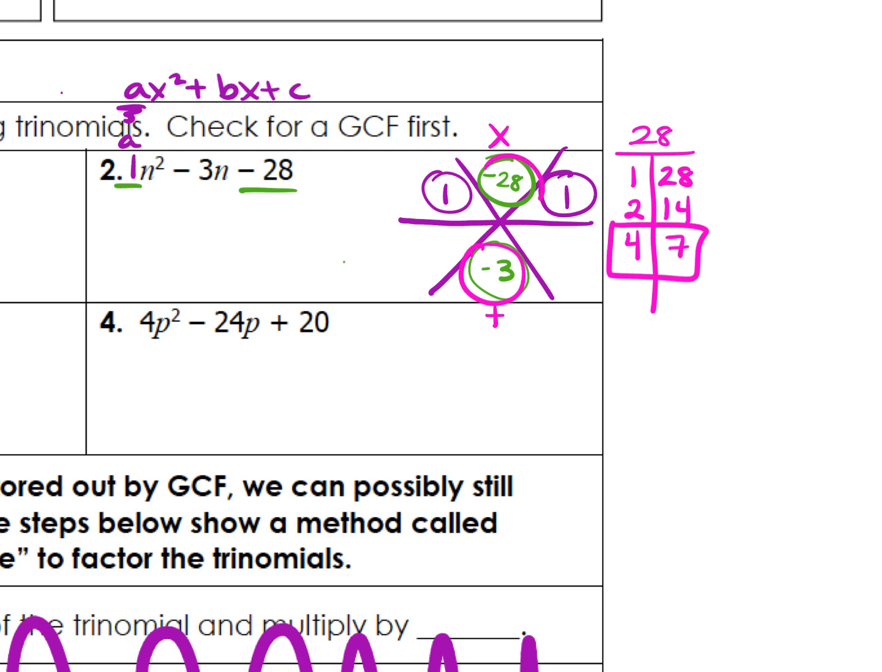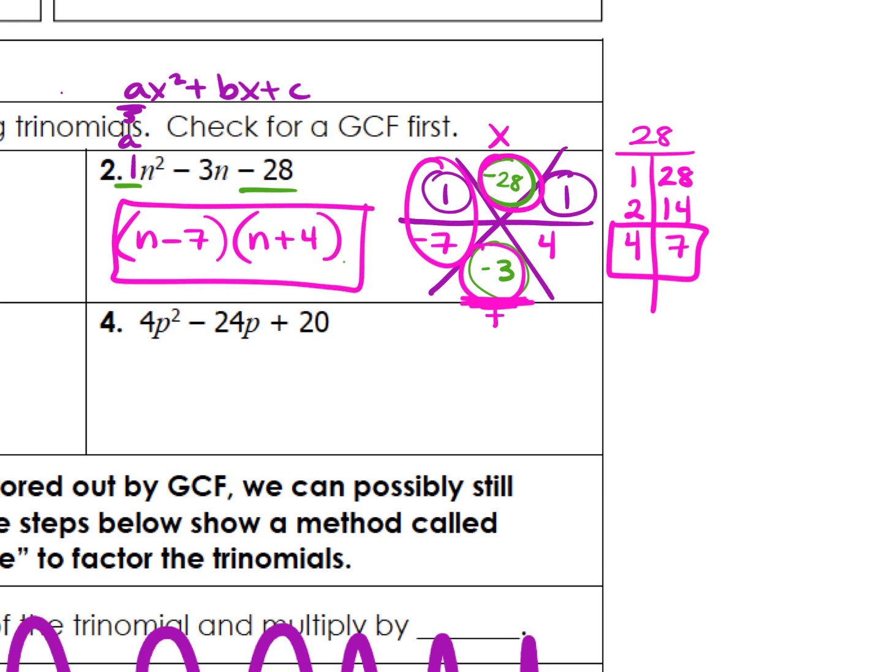So if I have to multiply to get a negative, is it 2 negatives, 2 positives, or 1 of each? It is 1 of each. When I add them together, it should be negative. So which one needs to be negative? The 7. So you have a negative 7, a positive 4, and we write that as n minus 7 and n plus 4. Okay, and we're done.